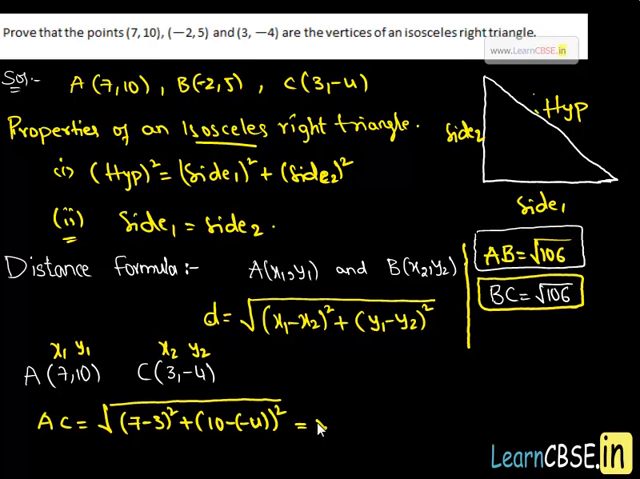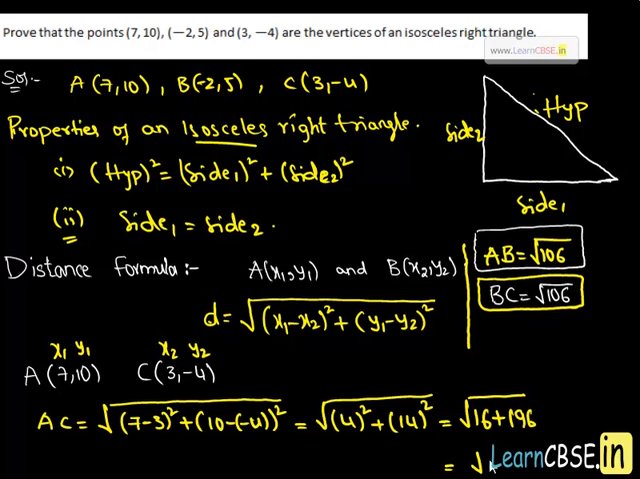Let's simplify this. 7 minus 3 is 4 whole square and 10 minus of -4 is plus 4. Therefore, 10 plus 4 is 14 whole square. We know 4 square is 16 and 14 square is 196. Sum of 16 and 196 is 212. Therefore, the length of side AC is under root 212.